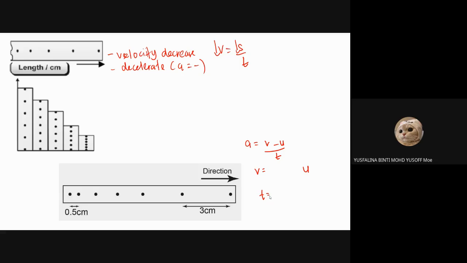Yes, teacher. So what is the answer for E? Acceleration. Did you already count it? 23.5 cm s negative 2.